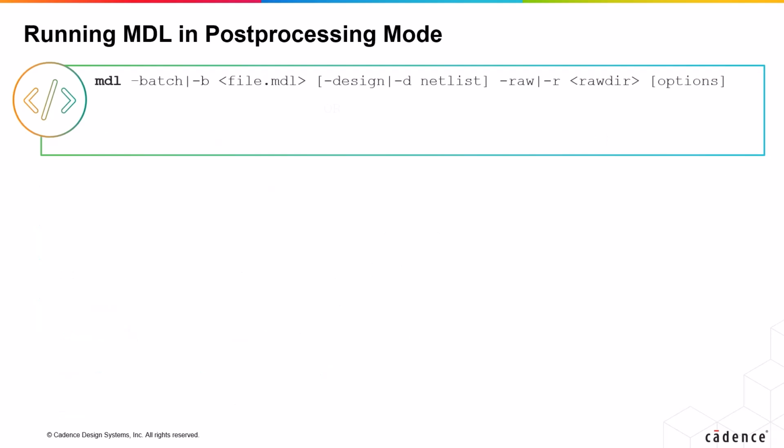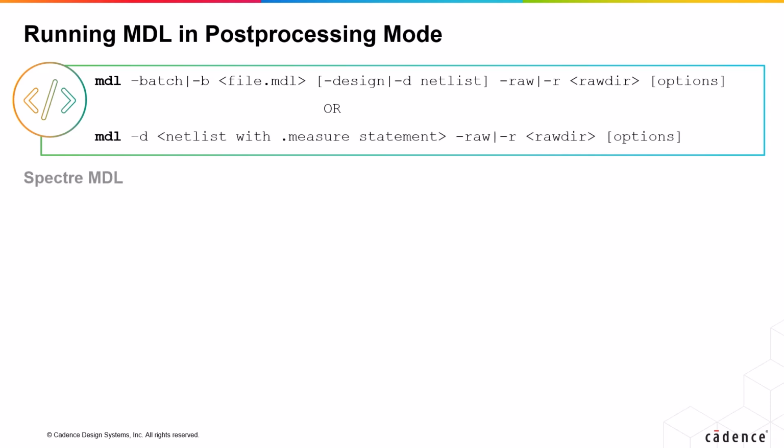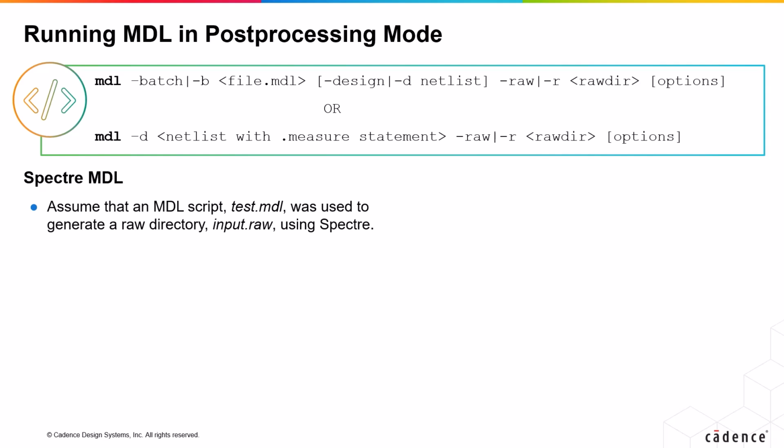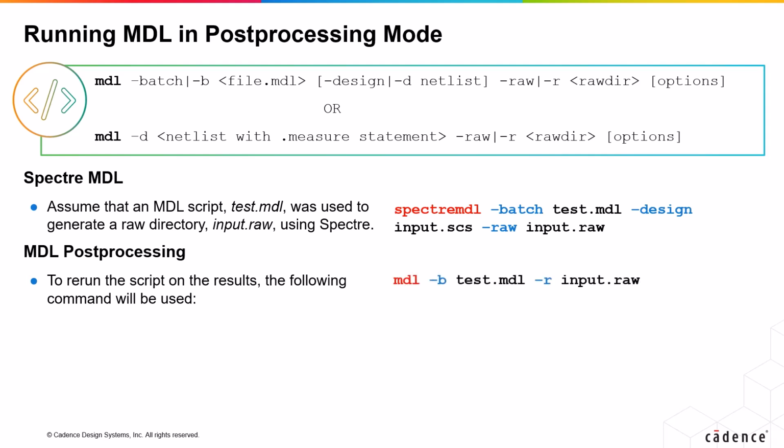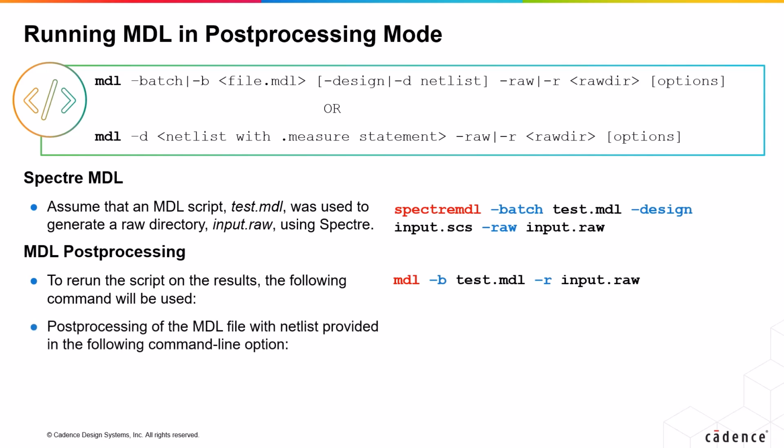This slide has commands that run Spectre MDL in post-processing mode. Assume that an MDL script test.mdl was used to generate a raw directory input.raw using Spectre MDL with the below command. Now to rerun the script on the same results, you can use the following MDL command. Then for post-processing of the MDL file with the netlist name, use this command with the design switch -d.